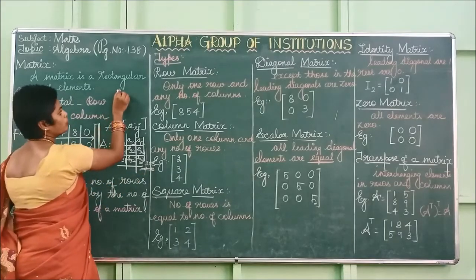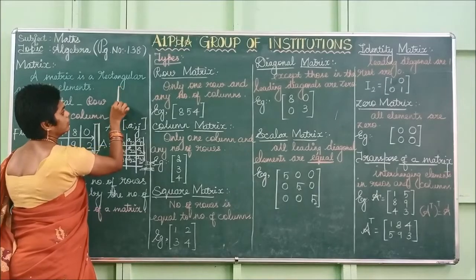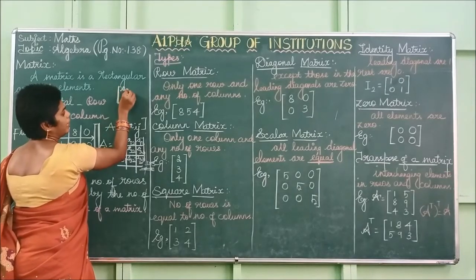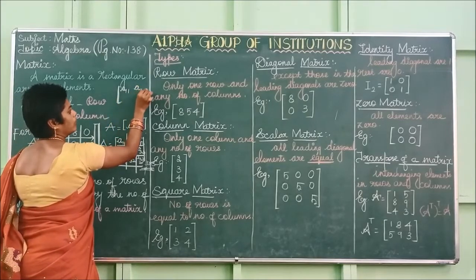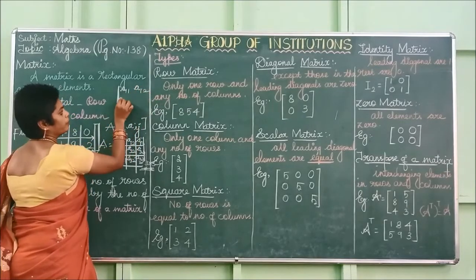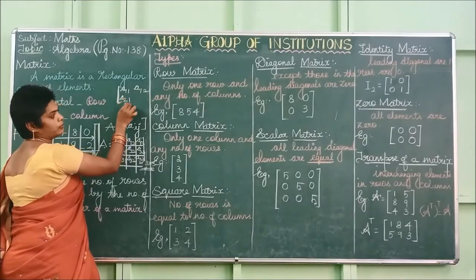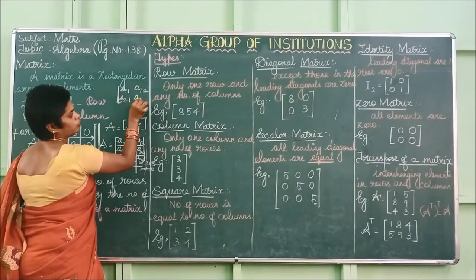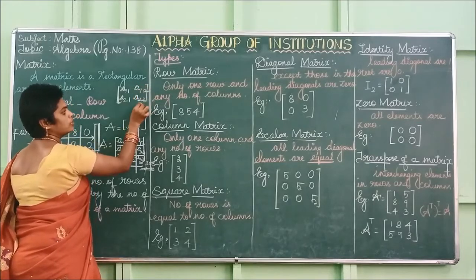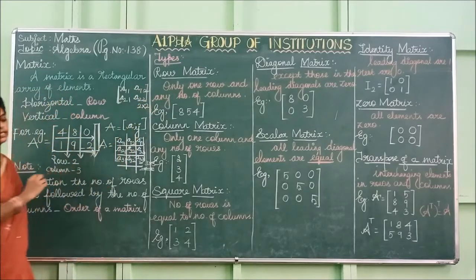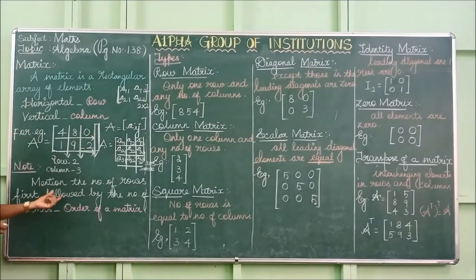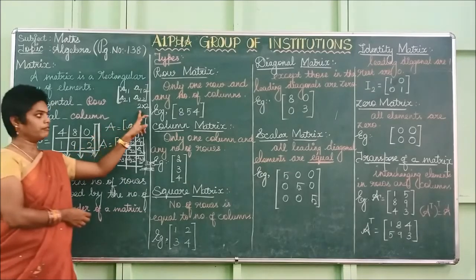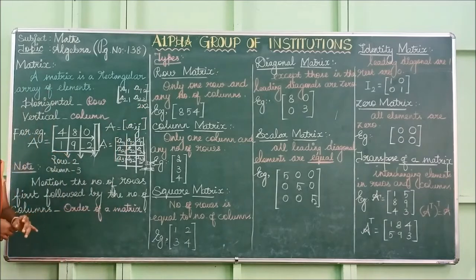If you take a 2 cross 2 matrix, how can we write that? The general form will be A11, first row, first column. A12, first row, second column. A21, second row, first column. A22, second row, second column. So this is for a 2 cross 2 matrix. How do you write the order? Mention the number of rows first, followed by the number of columns. So row must be first, column must be second.